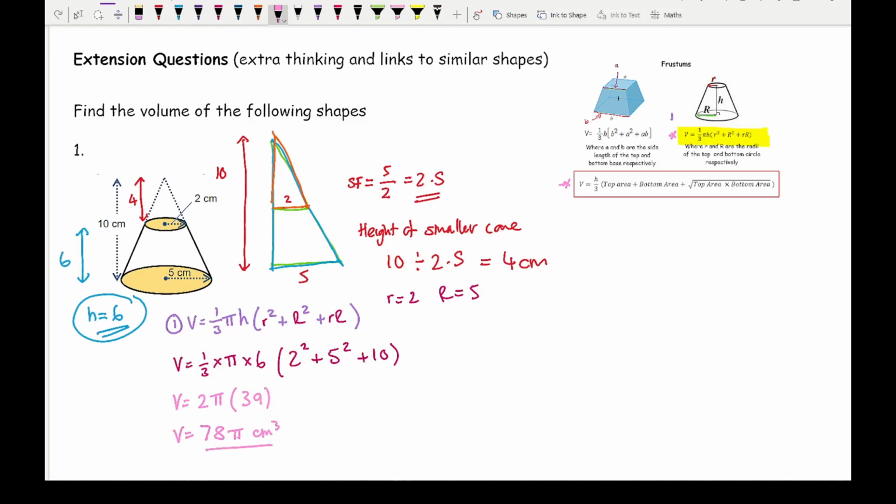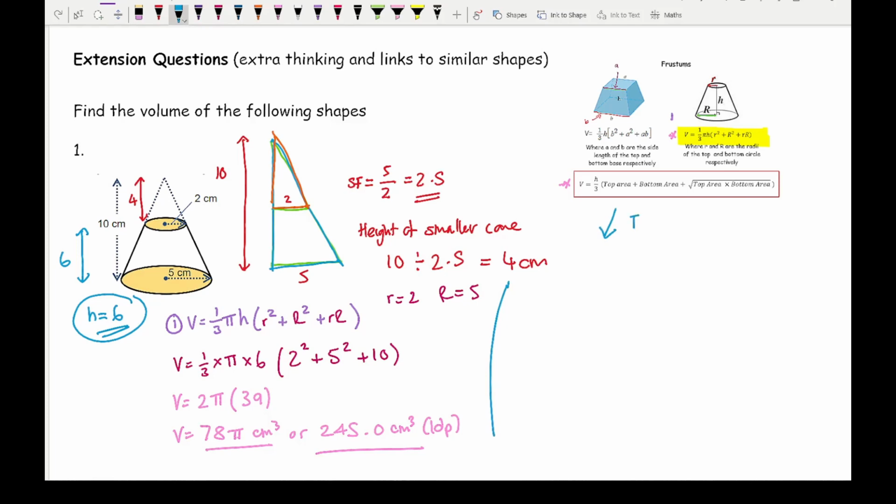So that's leaving my answer in terms of pi, or I could work it out as a decimal, which gives me an answer of 245.0 centimetre cubed, and that's been rounded to 1 decimal place. Now alternately, as I mentioned, we could have used the other formula. So now let's use this one.